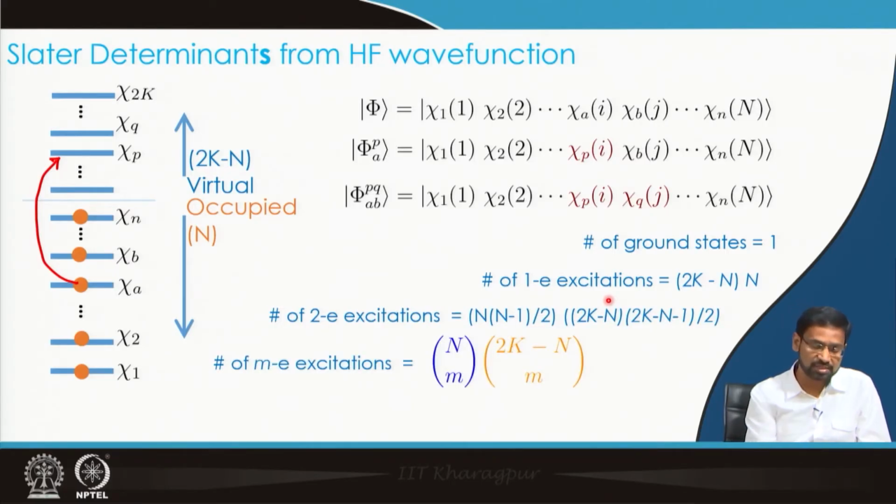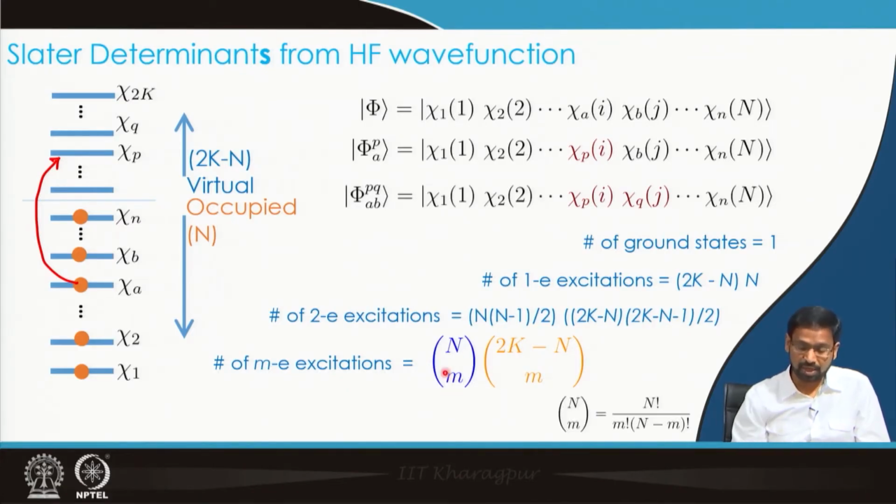So, if I want to generalize that, if I want to do m electron excitation, I can select any m electrons from the set of n in this many ways. This is essentially the binomial coefficient n choose m. So, n choose m is the number of ways I can pick m electrons from this set of n electrons, and I can put them in the remaining 2k minus n orbitals in this many ways. So, these are the number of ways that I can pick an electron, and this is the number of ways that I can drop the electron. So, the total number of m electron excitations is obtained when I multiply these two quantities.